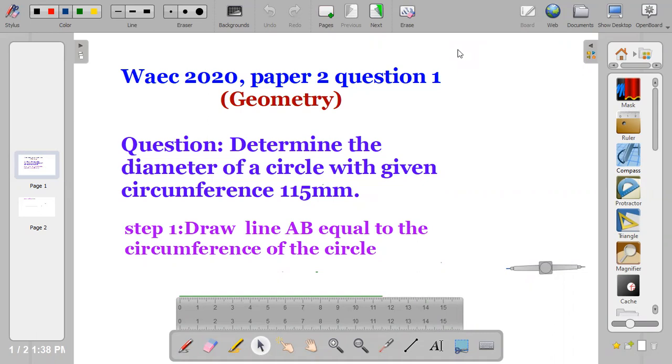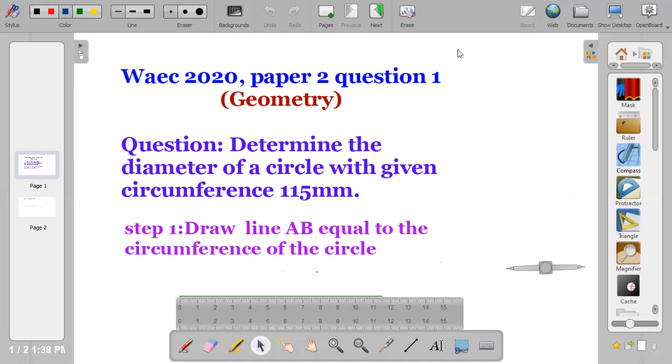In today's video, we are going to look at WAEC 2020, Paper 2, Question 1. This question is from Plane Geometry. Remember, your Paper 1 and Paper 2 contain plane and solid geometry. So the question is, how to determine the diameter of a circle when you are given the circumference?